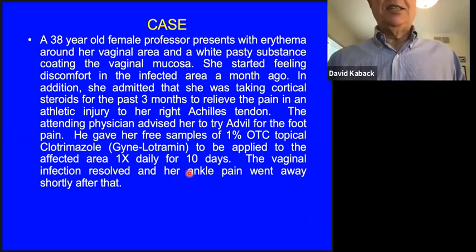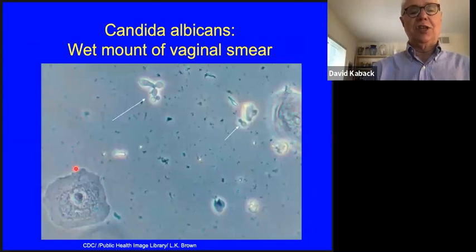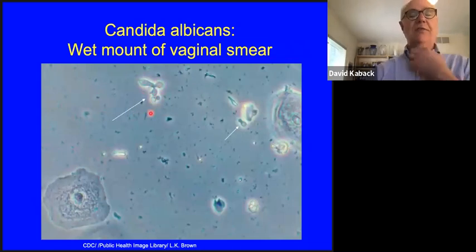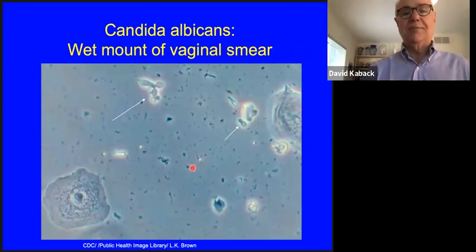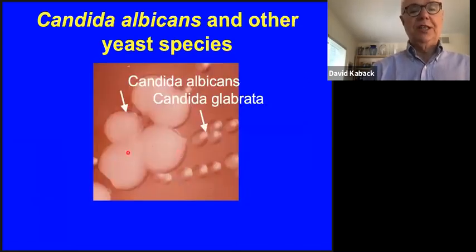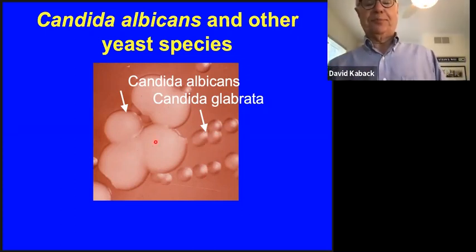Okay, candidiasis is a very common cause of vaginitis, infection of the vagina, as we just saw. And if we were to take a sample of the vaginal mucosa and look at it under the microscope, we would see these yeast cells indicative of Candida albicans. If we were to grow this, we would see these white yeast. If in fact that person had a different kind of Candida called Candida glabrata, you wouldn't see these white yeast.